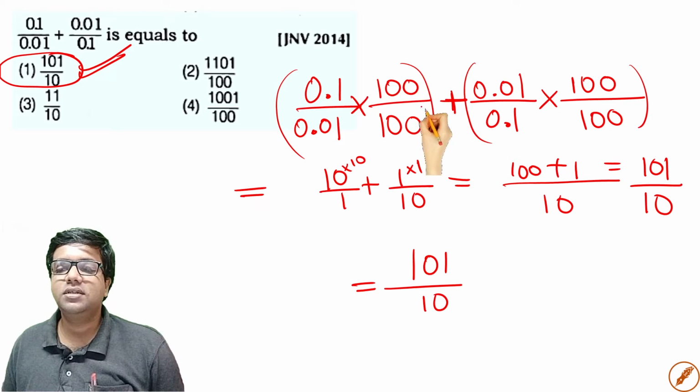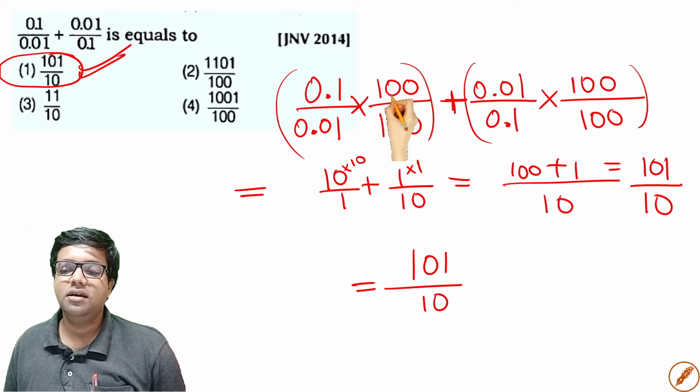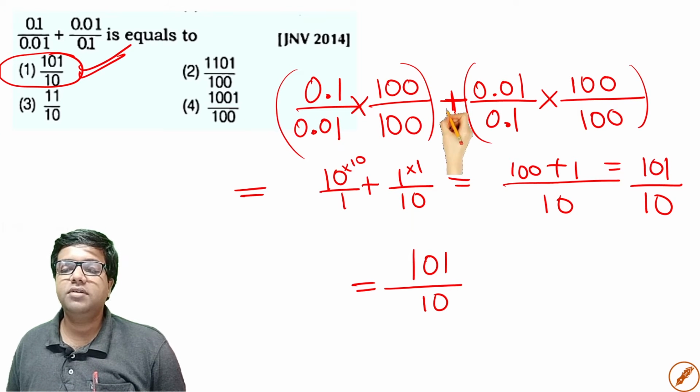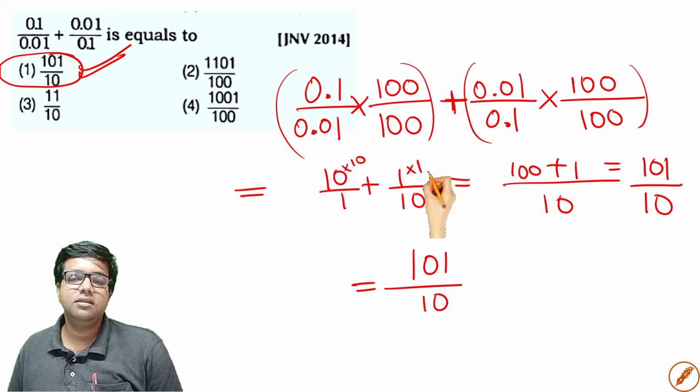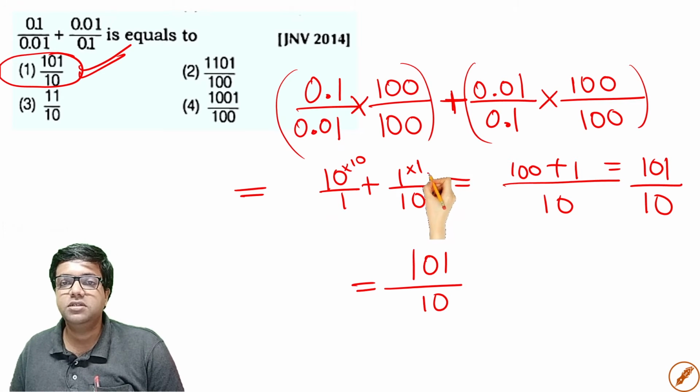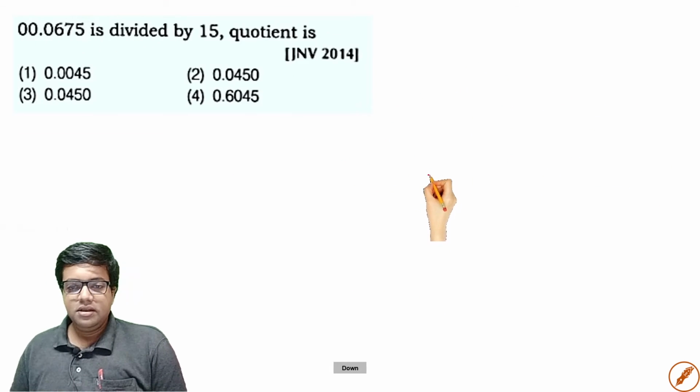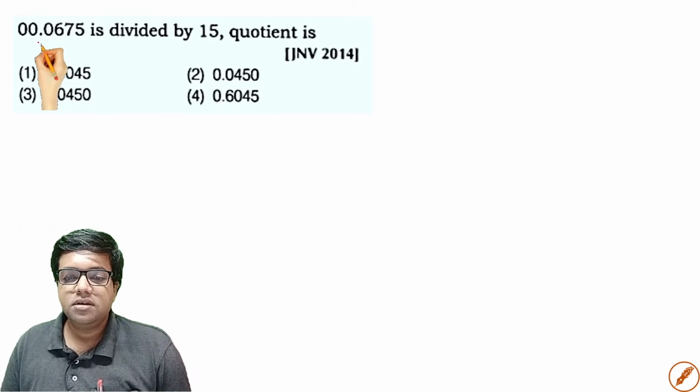So you should know the trick of multiplying zeros and taking away the decimals, and after taking the decimals away, the calculation becomes much easier, right? All right, let's move on to the next question.